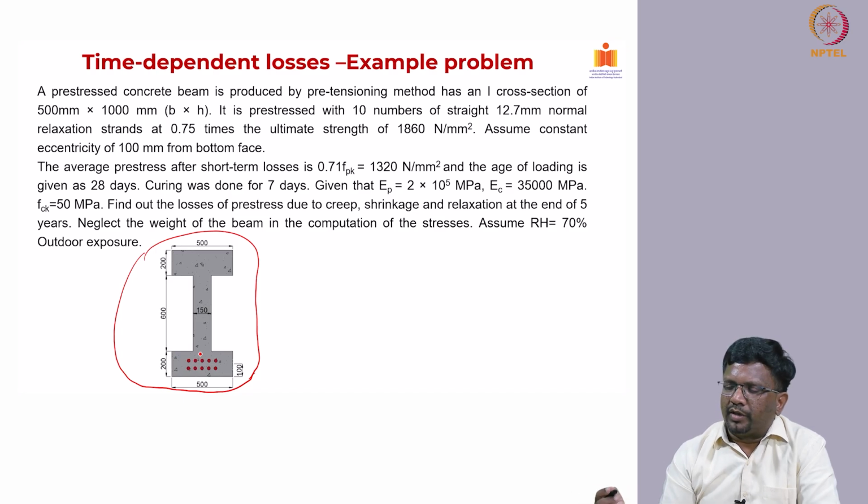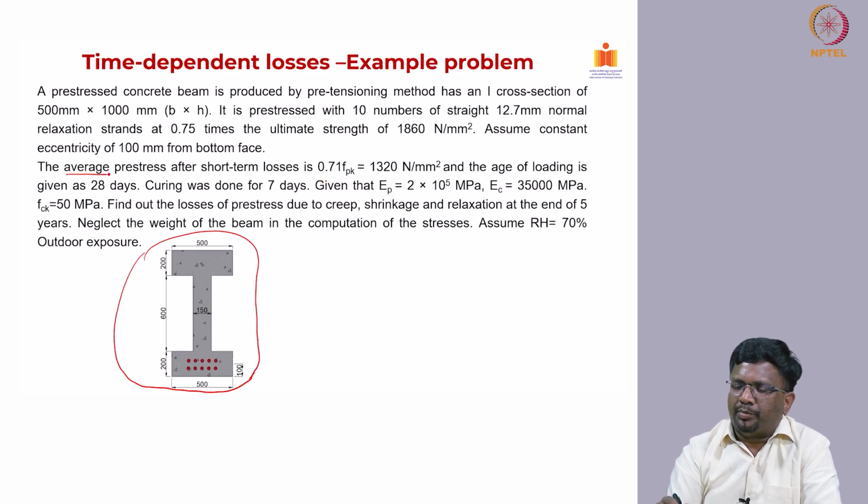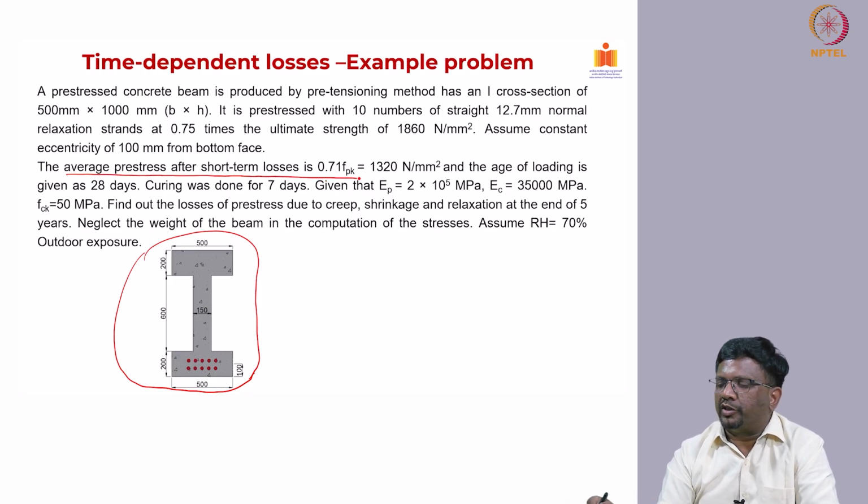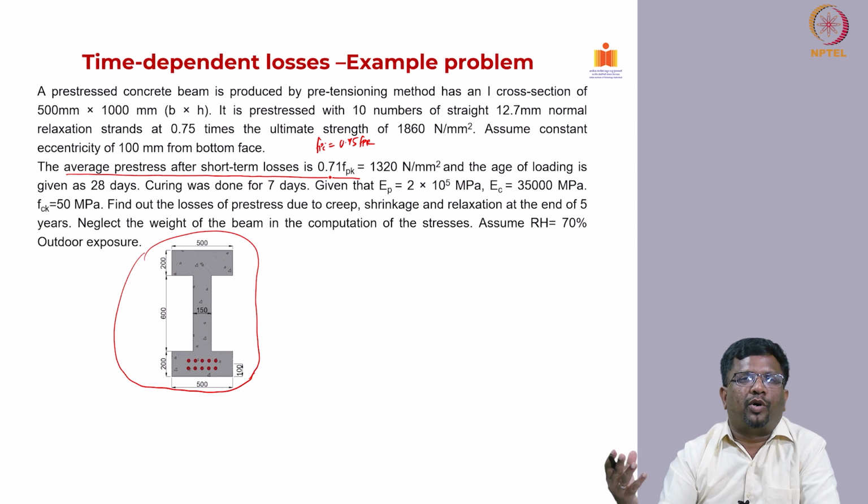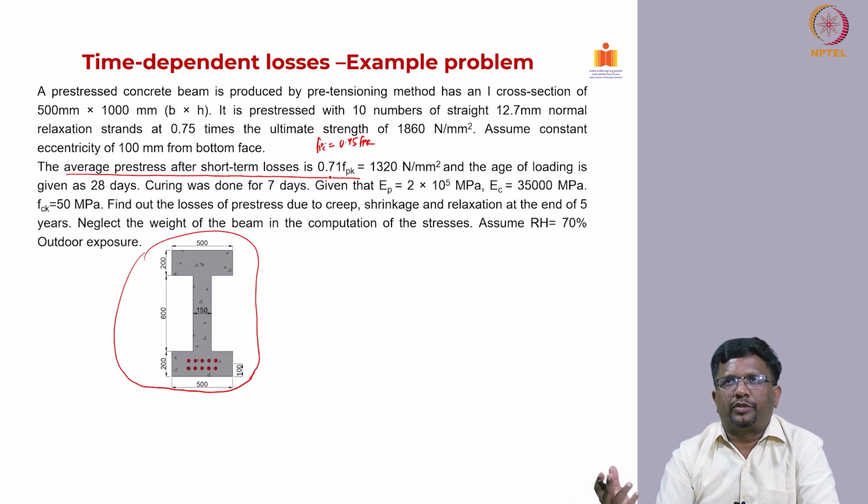And what we are interested in calculating is, this is the initial stress. You can see the average pre-stress after short-term loss is 0.71 FPK. So you see, usually we said FPI is 0.75 FPK. So what they are saying is, after the short-term loss, the stress left is 0.71. That means 0.04 FPK is lost because of the short-term loss, right?